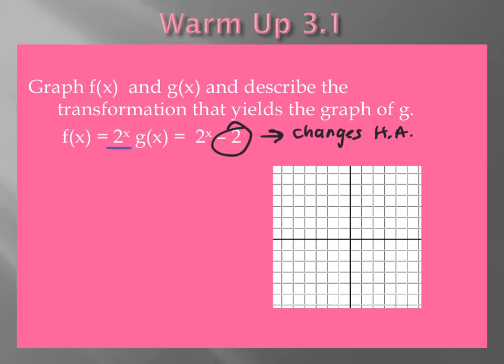All right, so if I were to graph this first, x would be -1, 0, and 1. 2 to the -1 is 1/2. 2 to the 0 is 1, and 2 to the first is 2. So y is 1/2, 1, and 2.